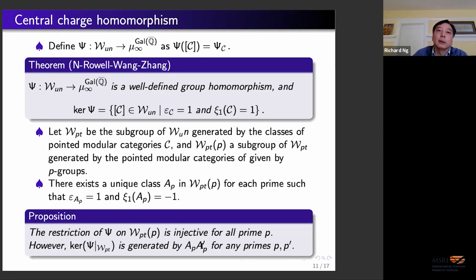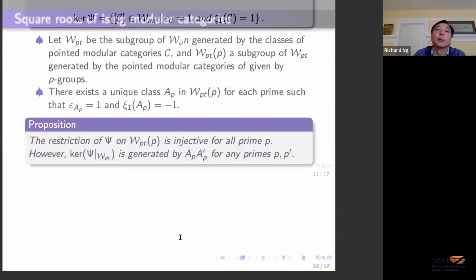So now, in general, they are not injective, even for the torsion part. But nevertheless, sometimes they are injective. Then we can use it to understand the group structure, at least part of the Witt group.